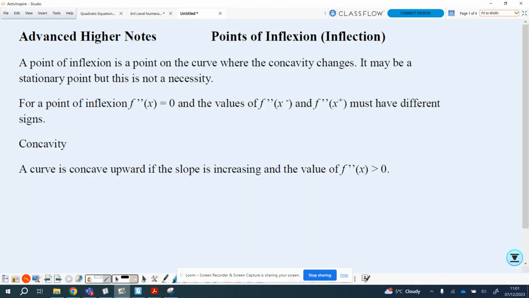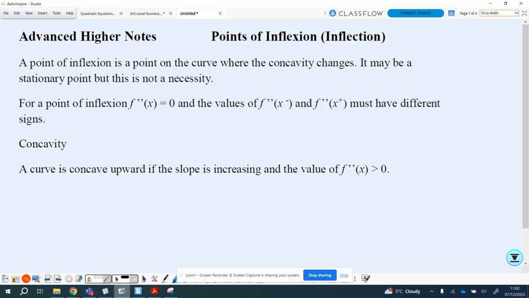Hi all, so in today's video we're going to be looking at points of inflection, which leads on from the curve sketching notes that we took previous lesson. One thing we haven't seen is what happens when your second derivative does equal zero when we do the second derivative test. So let's expand on that.